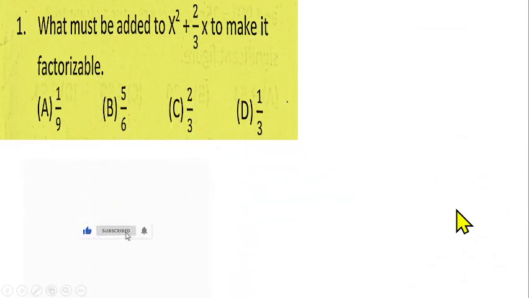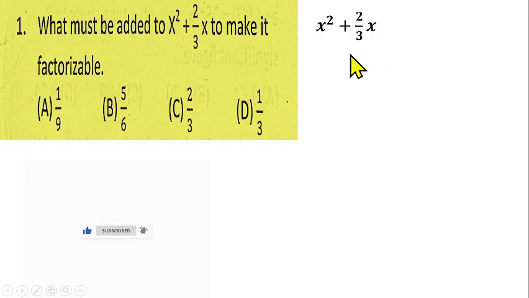Now the first question is what you are seeing on the screen right now, and the question is from quadratic equation or expression. What must be added to x squared plus 2 over 3x to make it factorizable? What must be added to this to make it factorizable?